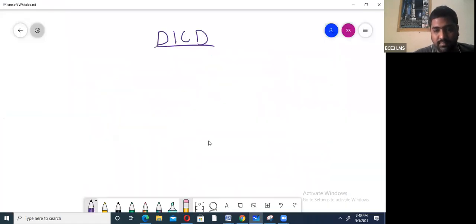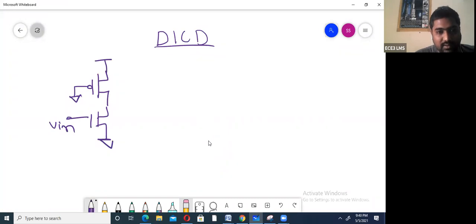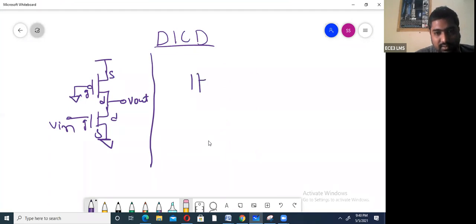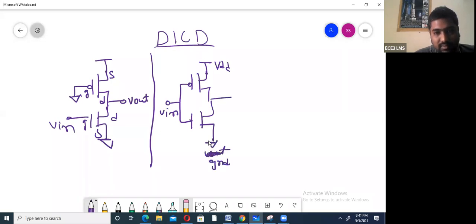Once you know this, I will draw all the inverters. This is the pseudo NMOS inverter. This is gate, this is source, this is drain, this is gate, source, drain, this is V out. This is the pseudo NMOS inverter. The CMOS inverter is V in, VDD, V out. This is ground, this is V out.